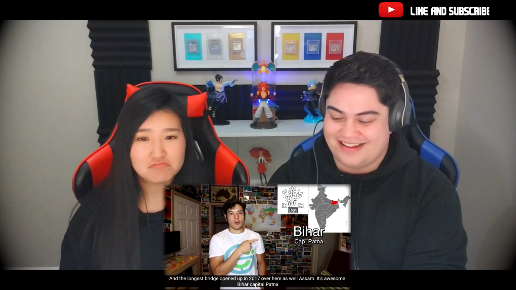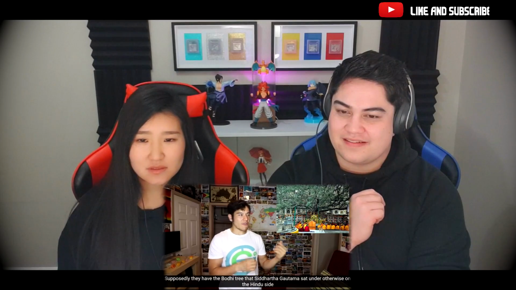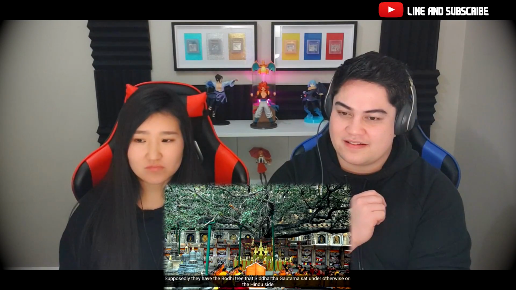Bihar, capital Patna. This is kind of like the Buddha state. Lots of famous sites for Buddhism. Supposedly they have the Bodhi tree that Siddhartha Gautama sat under. Otherwise, on the Hindu side, I was told that they're very big on Ram and sometimes Krishna. I was also told that they're very hardworking people.